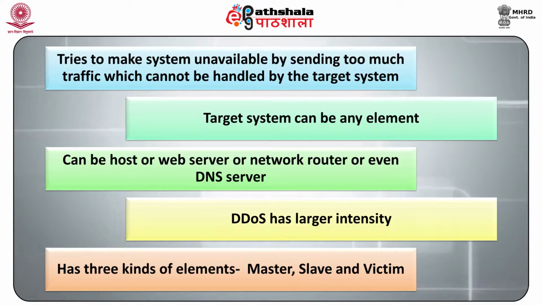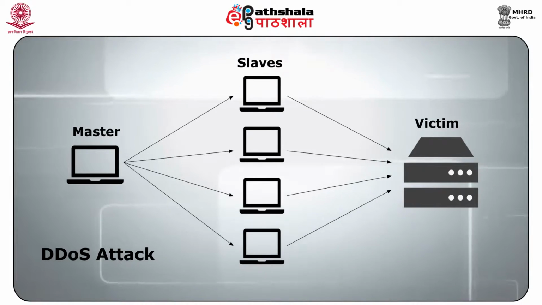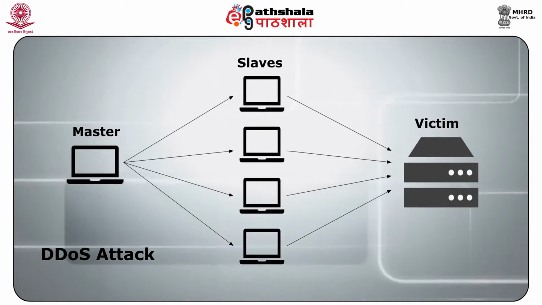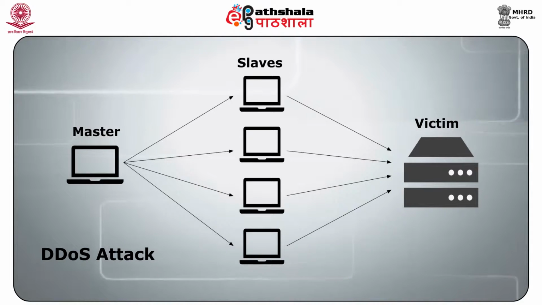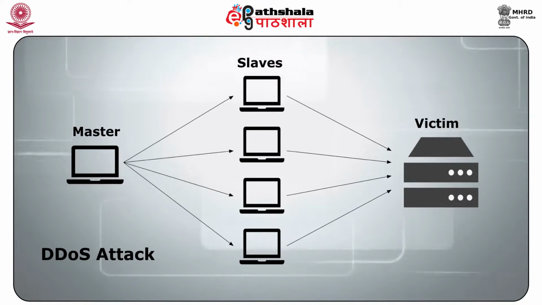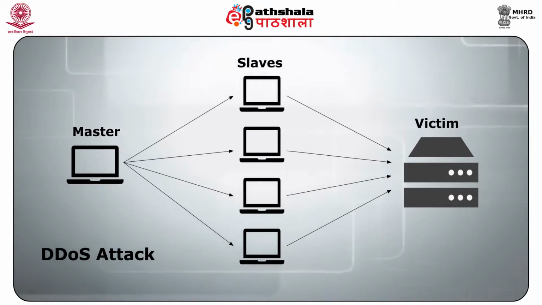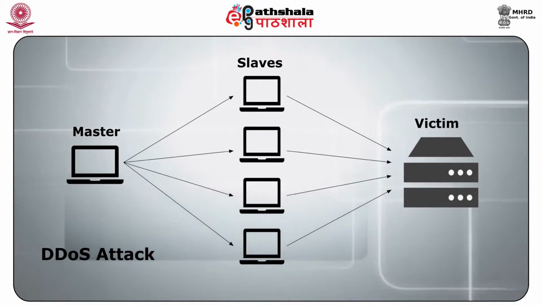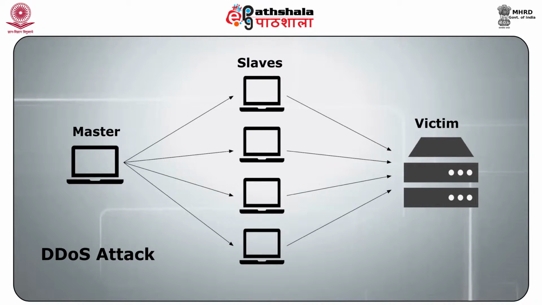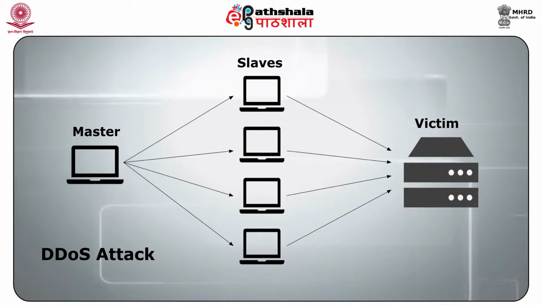DDoS has three kinds of elements: master, slave and the victim. Here, master is a host who launches the attack. He may not directly send any packet to the target system. Instead of that, he directs his slave machines to initiate the communication process with the victim. In this case, the victim is specified by the master. Sometimes DDoS may have multiple levels of slaves, meaning slave to slave or slave to slave to slave.